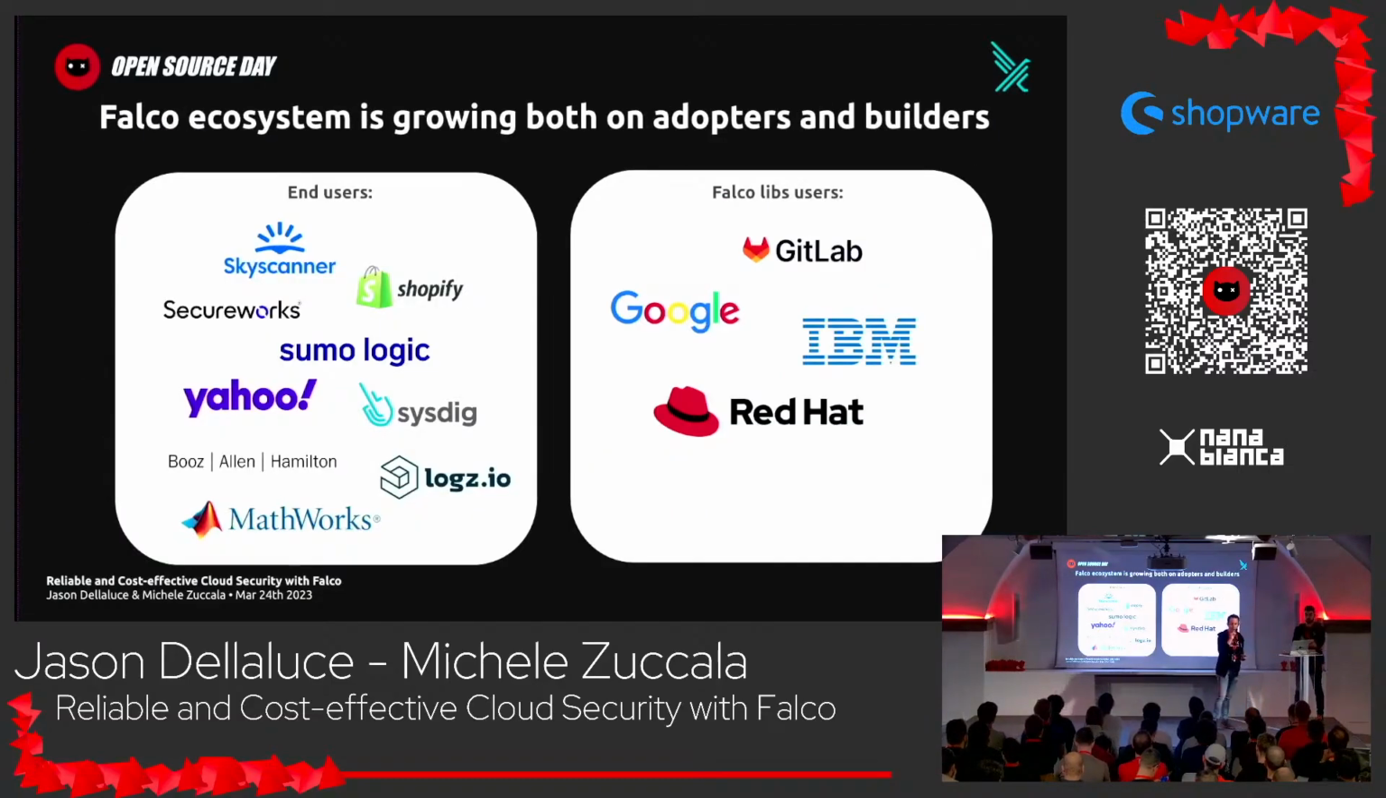What more? We are growing the Falco ecosystem from two points of view. There are end users or adopters, and there are builders. The reason why it makes a lot of sense in the Falco ecosystem will be clear, hopefully, in a couple of minutes. There are very big players in the community as end users, as contributors, and as builders. So people that build their own projects or products on top of what we provide them as open source libraries.